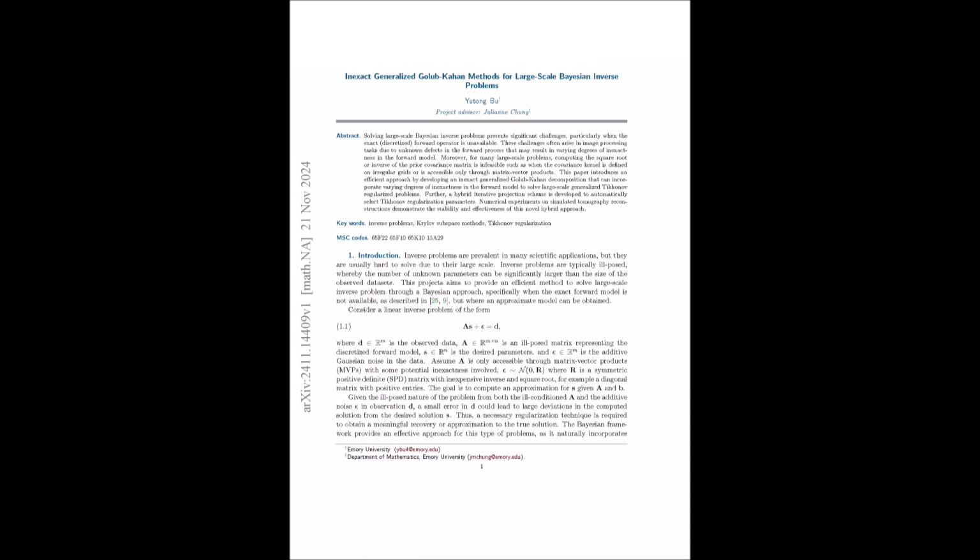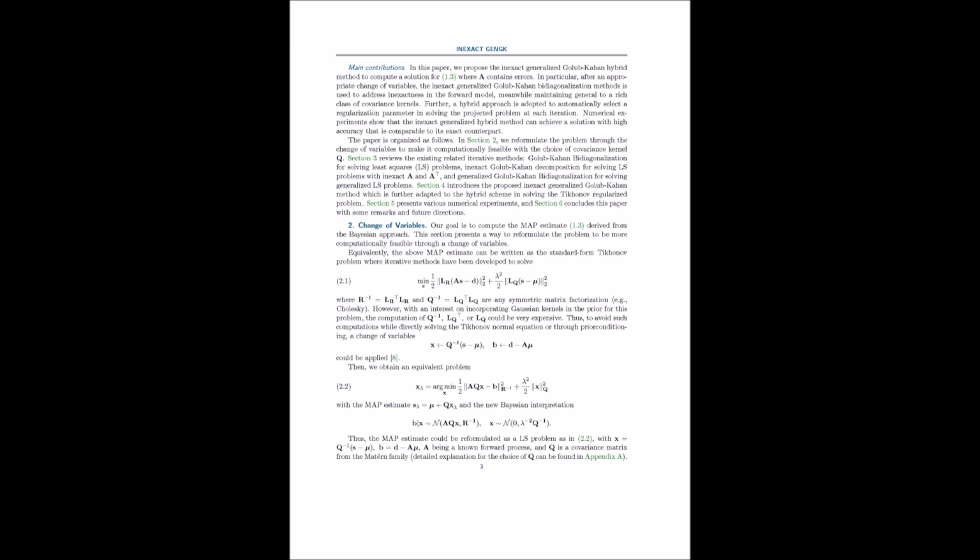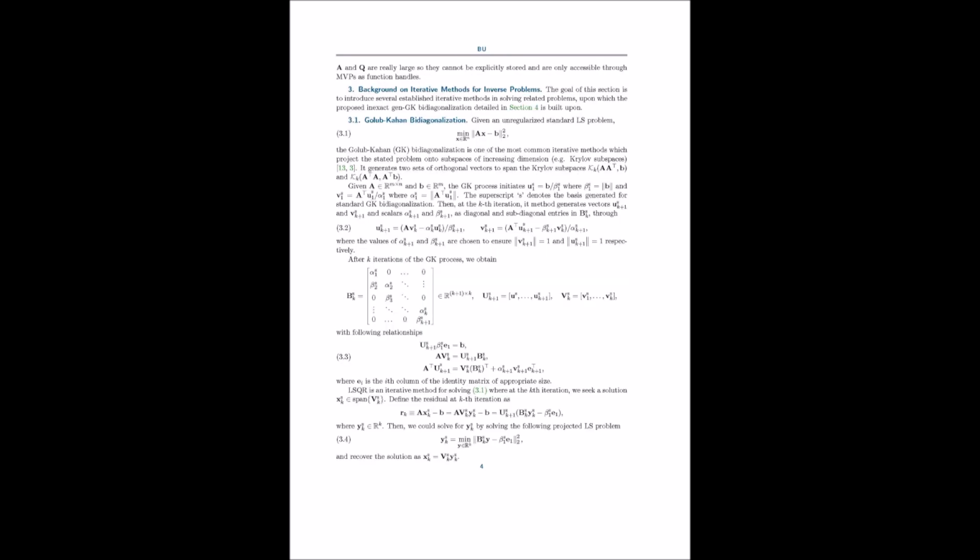Today, we're diving into a paper that grapples with a really common problem. How do we solve those Bayesian inverse problems when our forward model isn't perfect? The paper's title is a bit of a mouthful: Inexact Generalized Golub-Kahan Methods for Large-Scale Bayesian Inverse Problems.